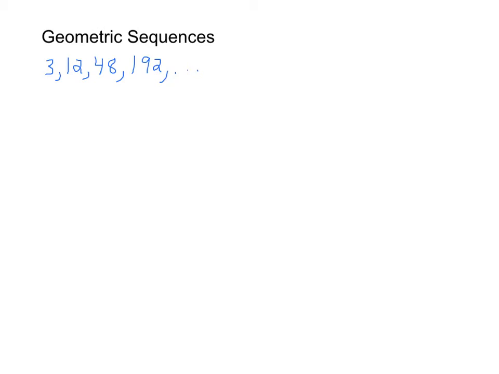We can see that it's not arithmetic because it's certainly not going up by a fixed amount each time or going down by a fixed amount. So there's no common difference. Instead, we have what's called a common ratio. And we're going to use a lowercase r to represent our common ratio.